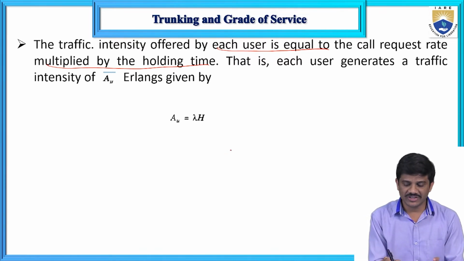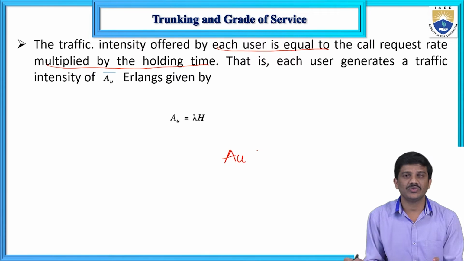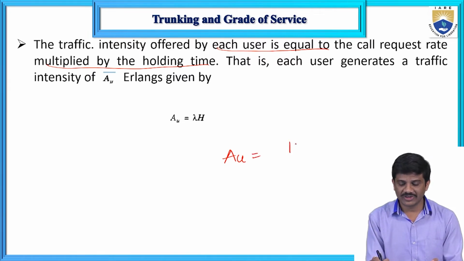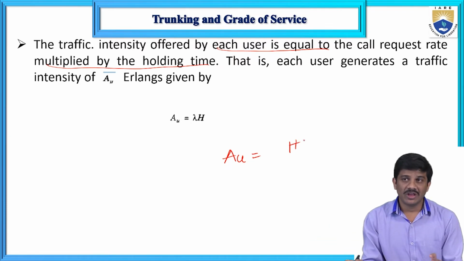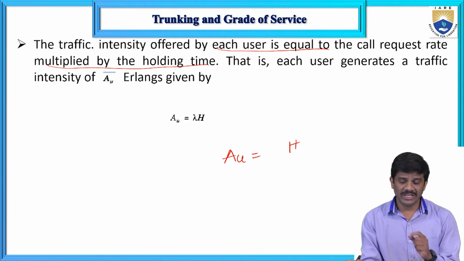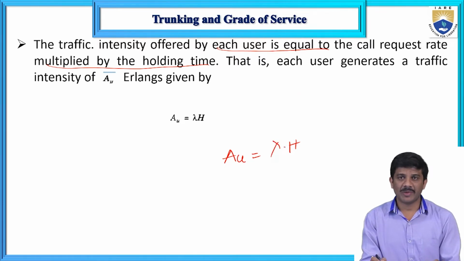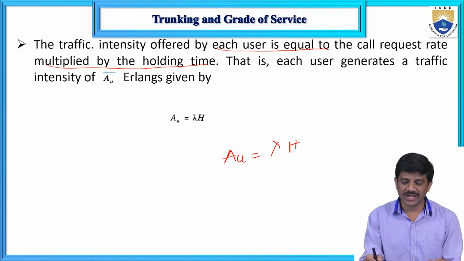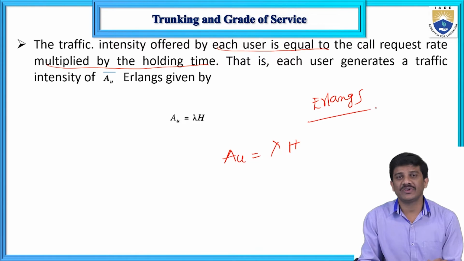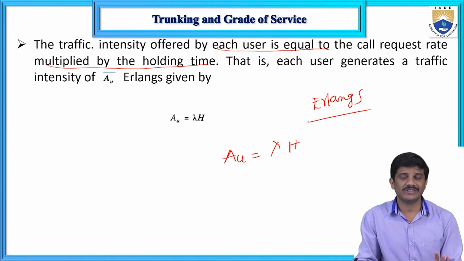Here we can find the traffic intensity. The traffic intensity is Au, and the holding time is denoted by H, and each call request rate is lambda. Au equals lambda times H, and for this we have some units. The units are erlangs. Erlangs are the units for traffic intensity. Don't forget the units of traffic intensity, that is erlangs.